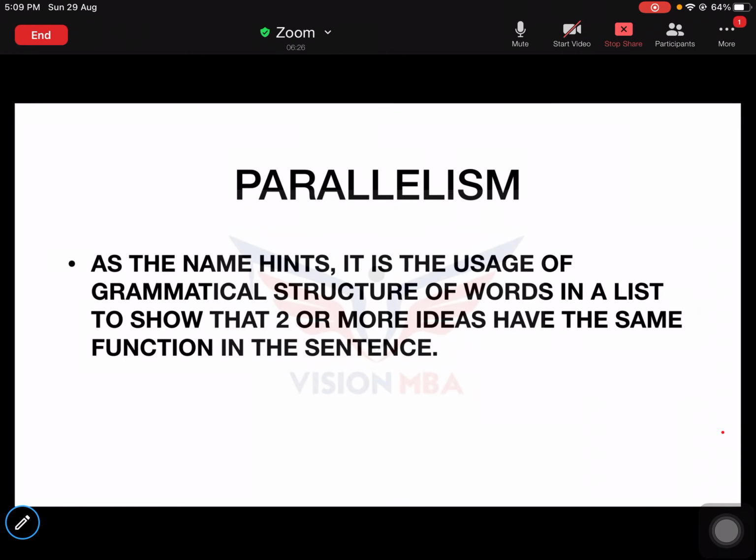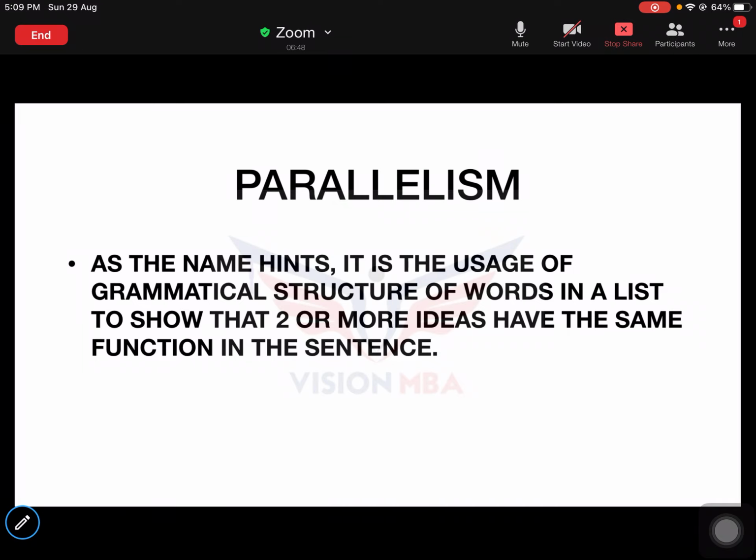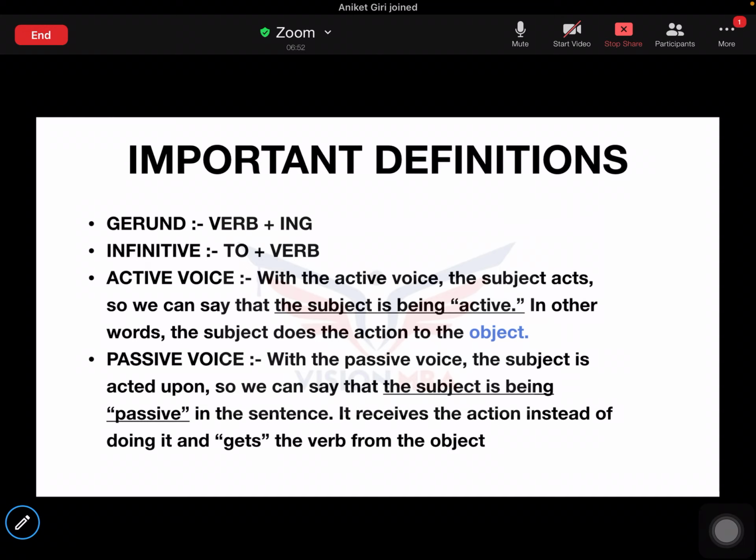Parallelism. As the name hints, it is the usage of grammatical structure of words in a list to show that two or more ideas have the same function in the sentence. Now, I know just like this definition, every definition doesn't make much sense. In short, whenever there is a sentence, the pattern or the format should be the same. Let's go on to a few examples so that we understand that.